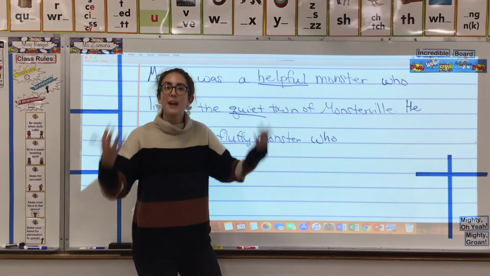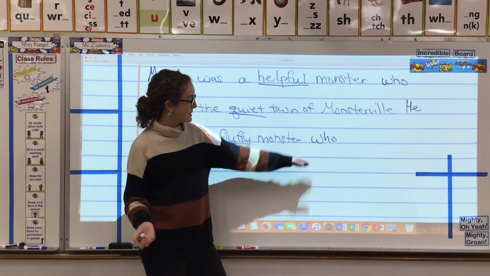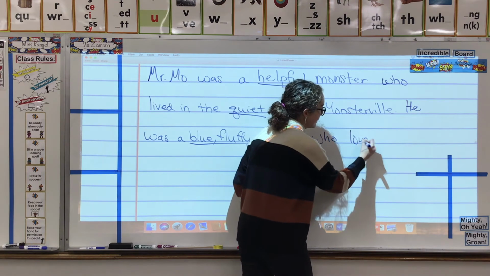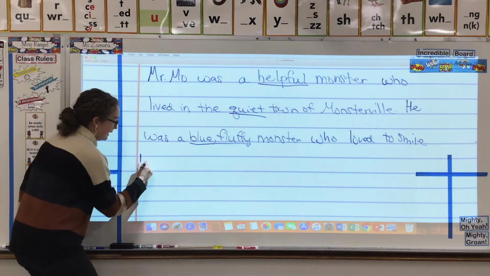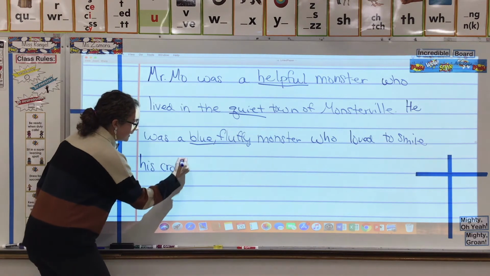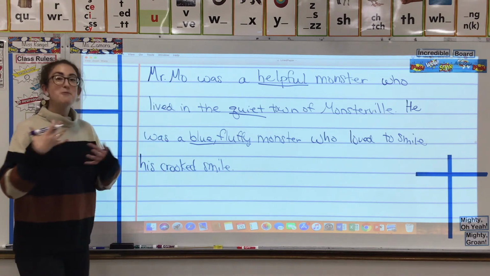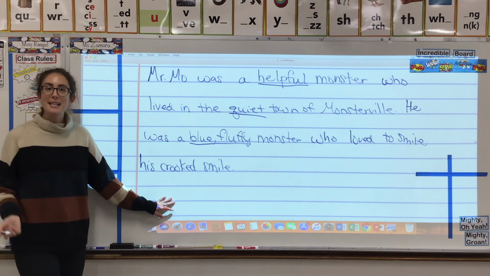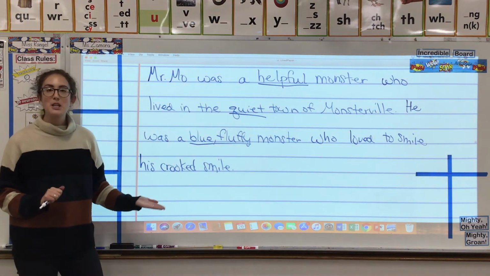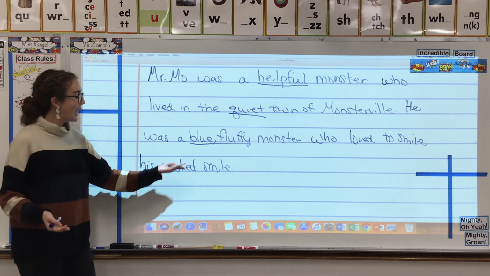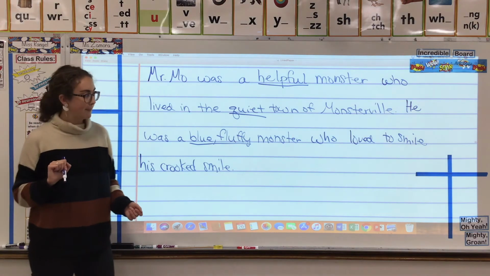Oh, Mr. Mo's friendly. I want to show my reader Mr. Mo is friendly by saying, who loved to smile his crooked smile. So one way you can see or show that someone's friendly is they smile. So I wanted to make sure I was able to show my reader how Mr. Mo was friendly. One of the character traits from my plot map.